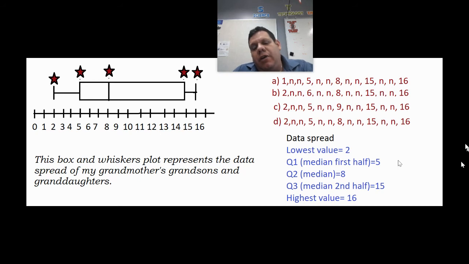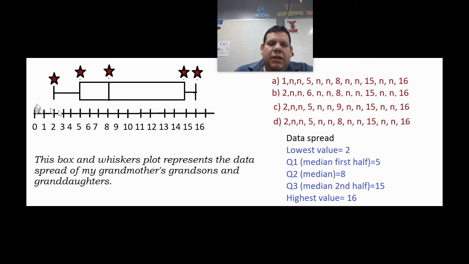All right, so if we go and look at all the options, which option contains all the data that I have here in both whiskers and in all divisions of this box? So you will see that the first value is 2. So the right answer should be D. Let's check. 2 is the first value. 5 is the second value. 8 is the third value. 15 is the fourth value, and 16 is the last or the highest value.